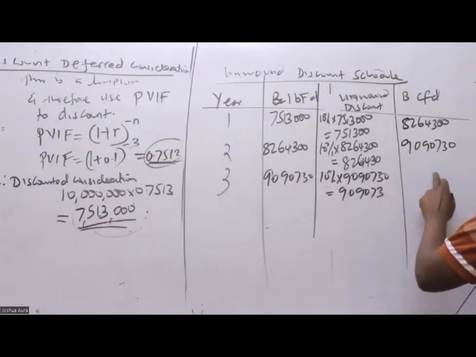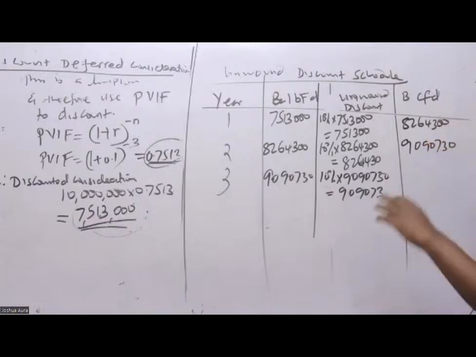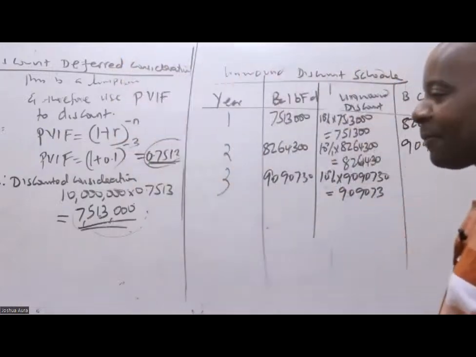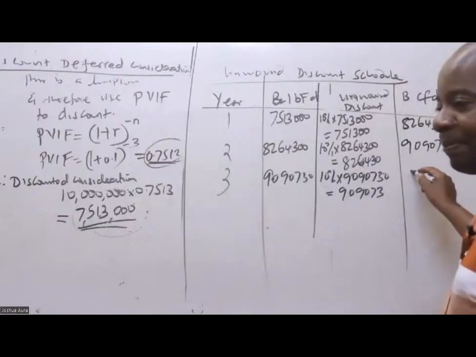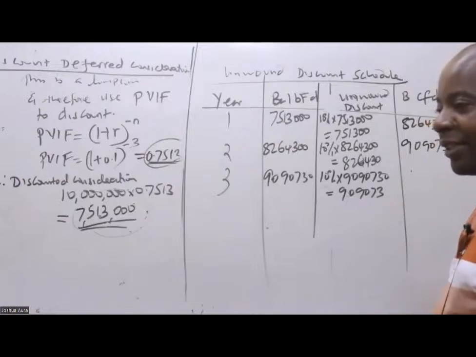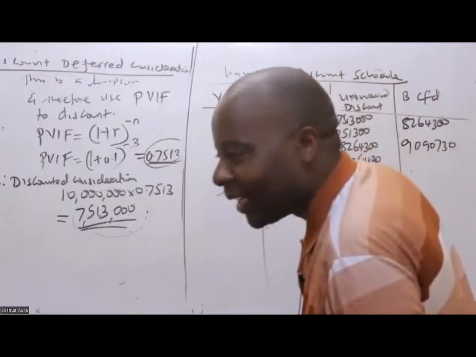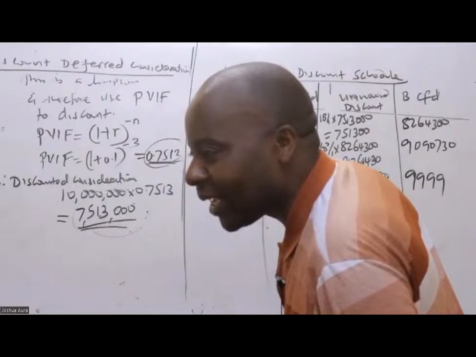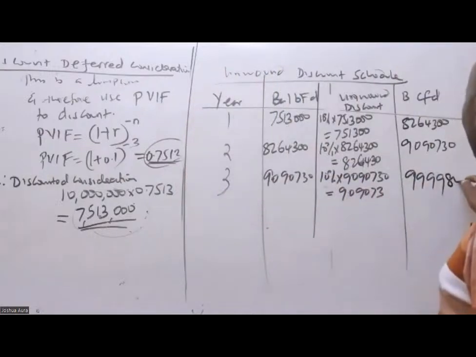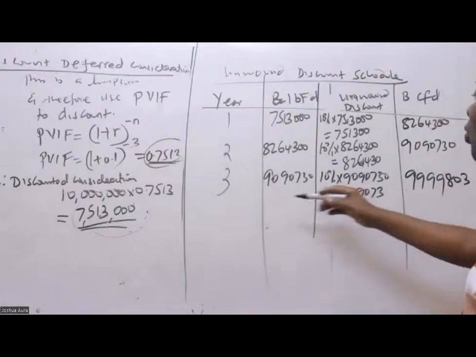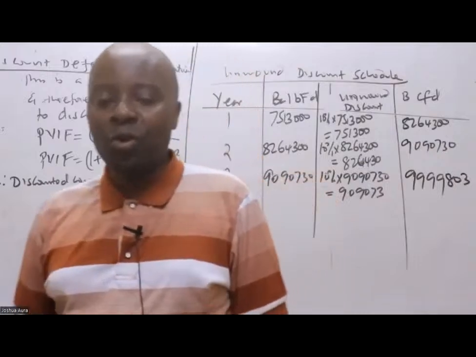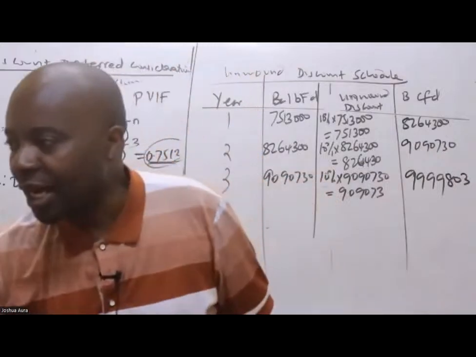Give me a figure here and tell me whether it has to be 99 something, almost 10 million. 9,999,803. Where do you think these few points I've gone to come from? It's because of rounding off error. But I believe with this kind of representation, now you guys have been able to pick something, however small.